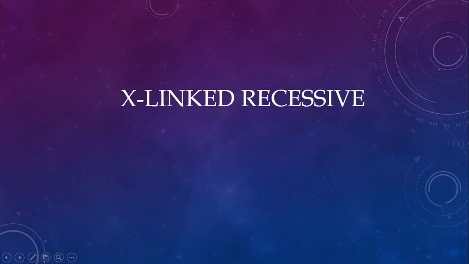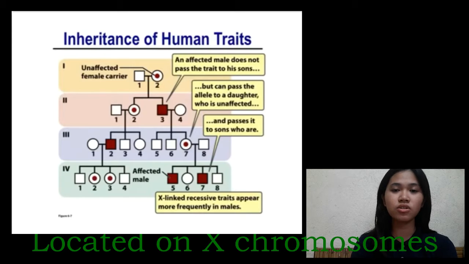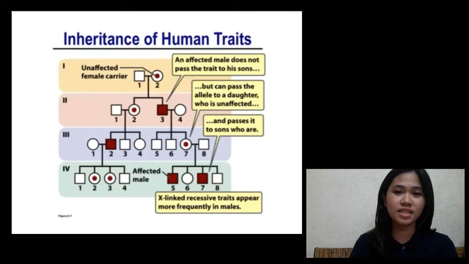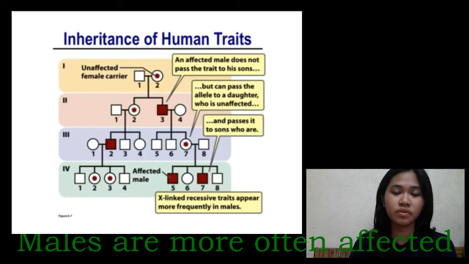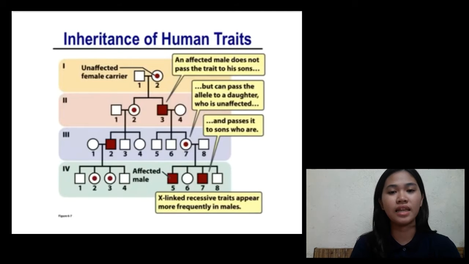So next is X-linked recessive inheritance. The trait in this pattern is located on the X chromosome. That's why it is called X-linked recessive inheritance. Both sexes can be affected, but take note of this: males are more often affected than females. Why? Because it only takes one copy of the recessive allele for them to manifest the trait, unlike in females, where it takes two copies of the recessive allele.